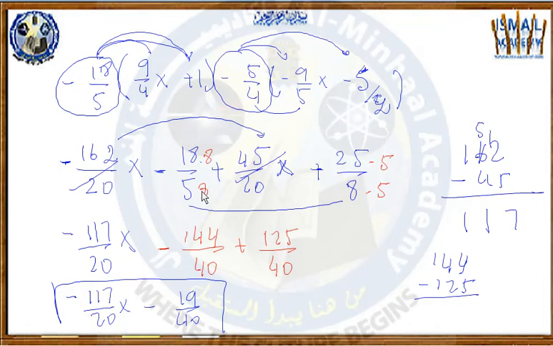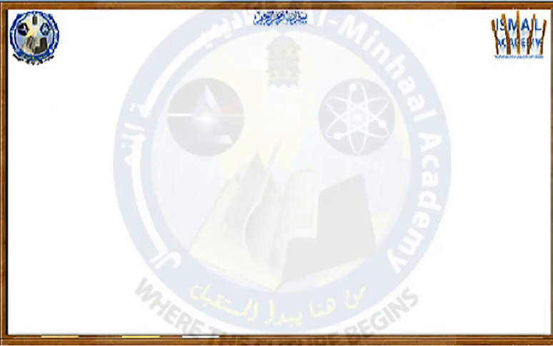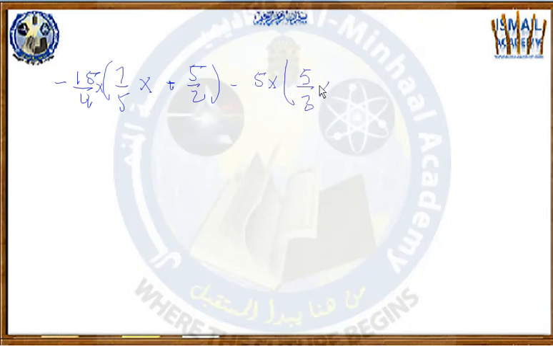Yeah. Alright, next question. I'm going to do 2 questions of this simplified fraction. I'm going to move on, okay? So which one do you want to do, 2, 3, or 4? 4. Alright, so we have minus 15 over 4 times, this is x. Then we have 7 over 5 x plus 5 half minus 5x times 5 over 3 x plus 2.